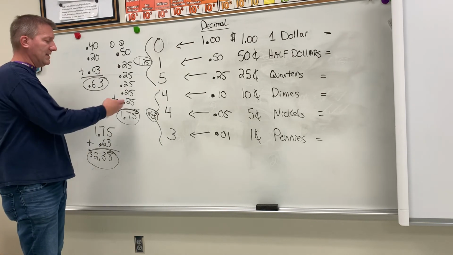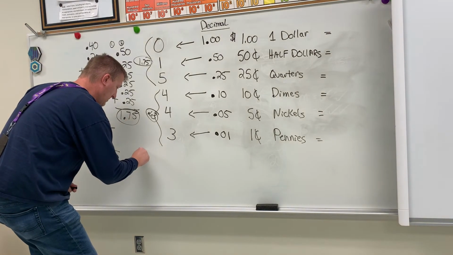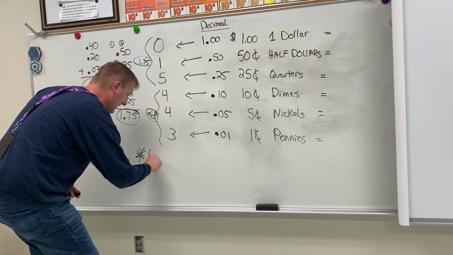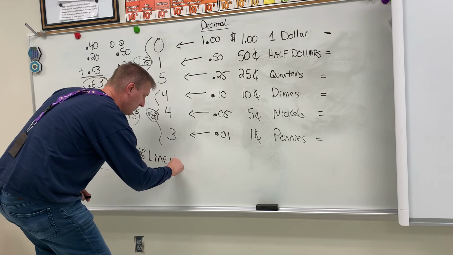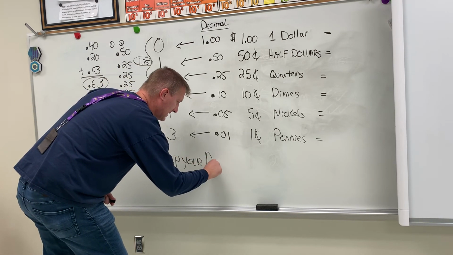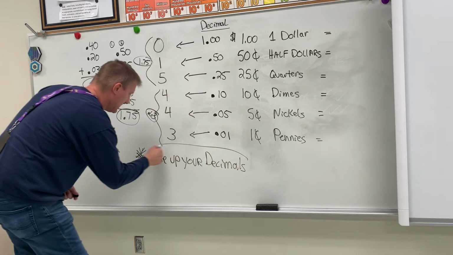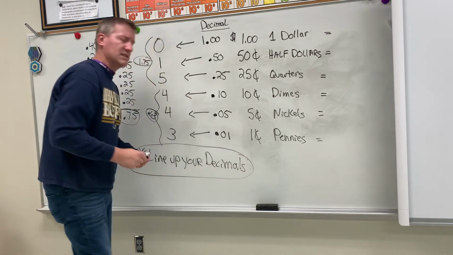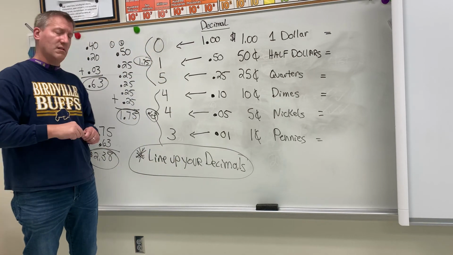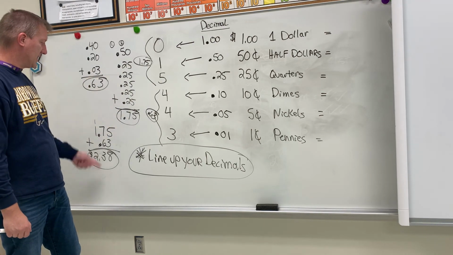All right, again, the number one rule is to, okay, I'm going to put a big star by this, line up your decimals. Okay, that's the big rule. As long as you line up your decimal, you'll be fine and you'll add them correctly.